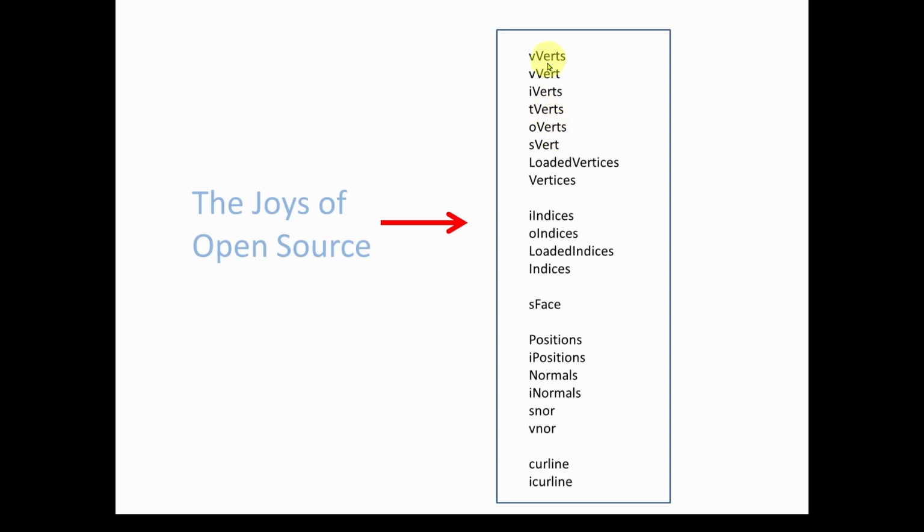So here are some of the variable names, and honestly, it's taken me a long time trying to figure out what this all means, and I still haven't gotten there. Example variable names: vverts, vvert, iverts, tverts, overts, svert, loaded vertices, and vertices. And then there's I indices, O indices, loaded indices, and indices. Then there's positions, I positions, normals, I normals, snor, vnor, curline, and I curline.